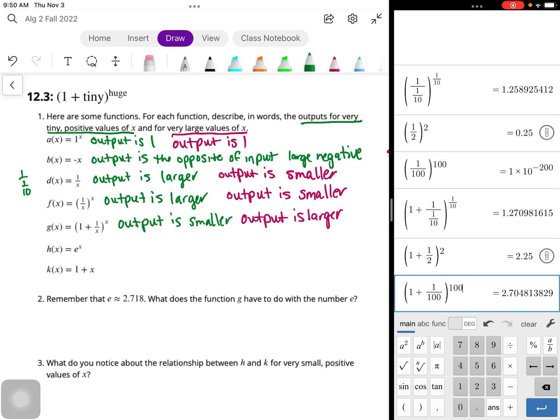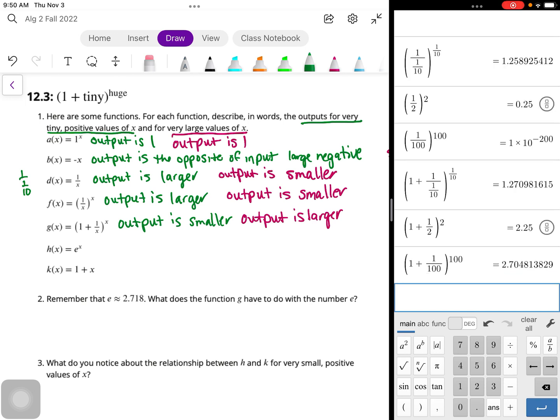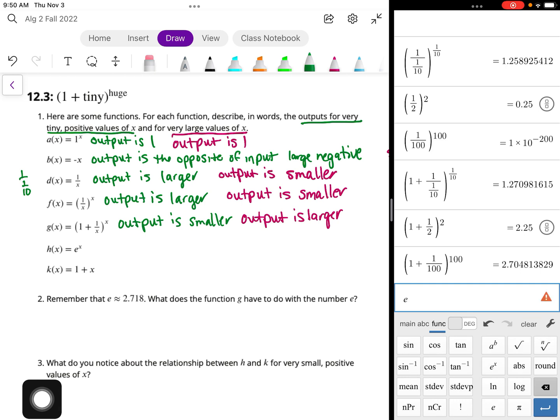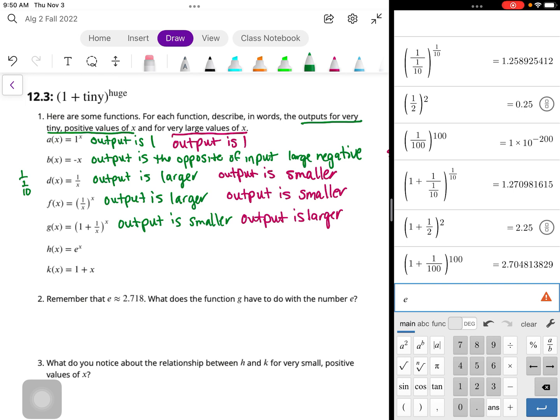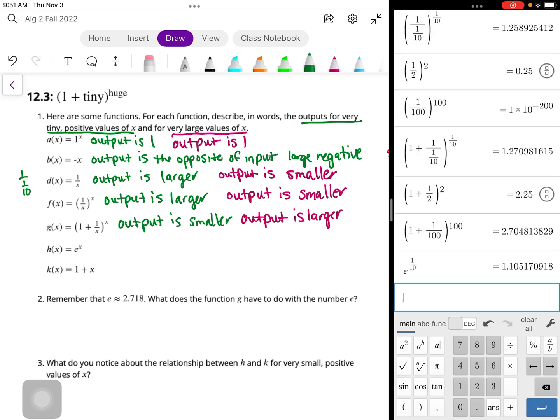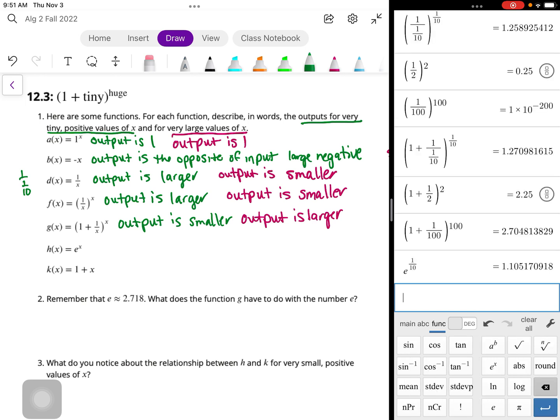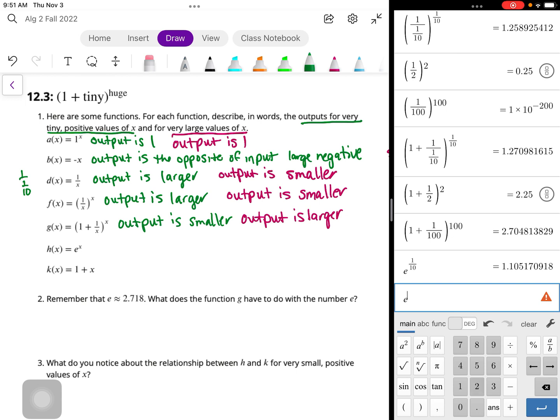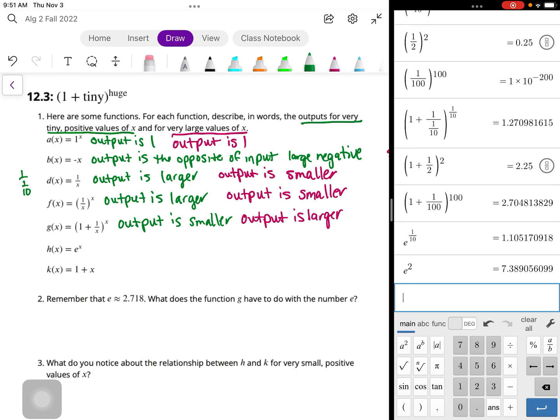And then for h of x equals e to the x, we're going to use a calculator for that because we can't calculate that any other way. And again, just like with logarithms, it's a function. So you're going to tap on that function and then e, and then to the power of, and we've got to go back to the main to get our numbers. And we'll just stick with 1/10, 2, and 100 again. So 1 divided by 10, and we get 1.105. Then we're going to do that again. We're going to raise that to the power of 2. Then we're going to do it one more time, e to the power of 100.